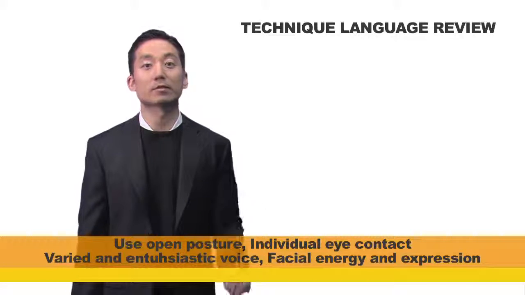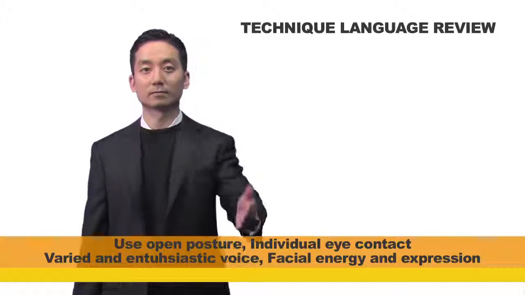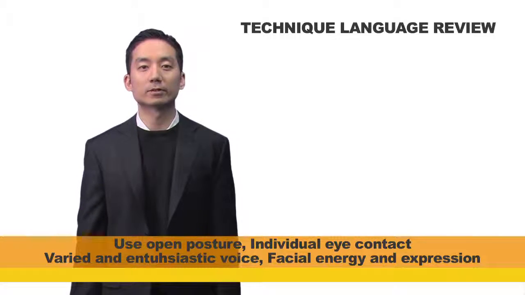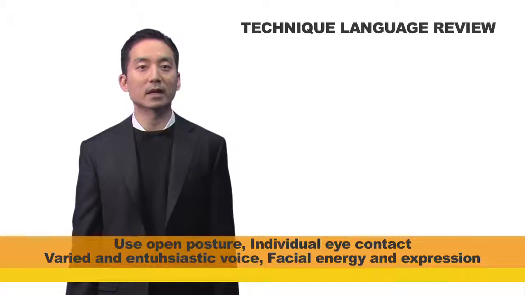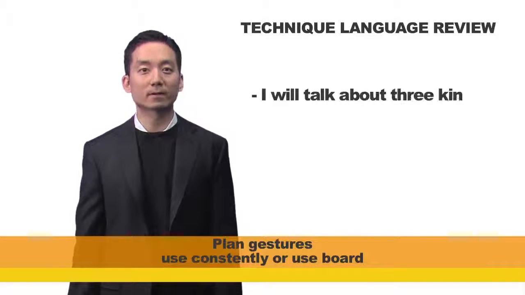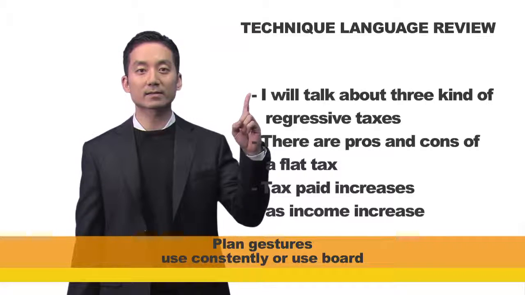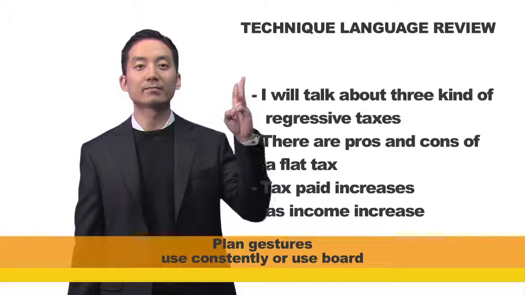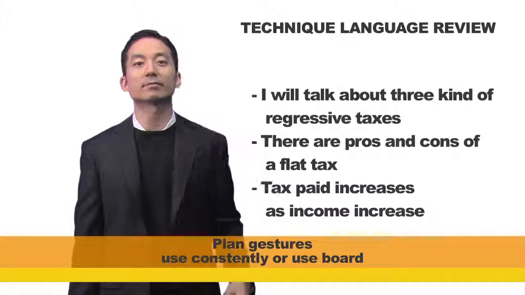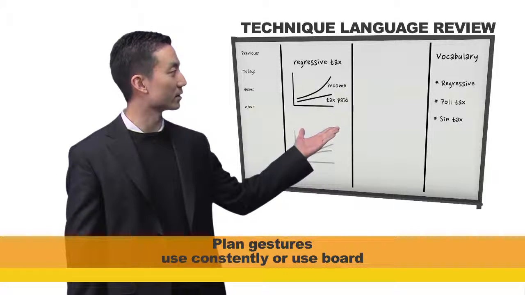Today we've discussed 3 kinds of regressive taxes. So these poor Estonians, 24% tax and not enough money to pay for their government bills. Specifically, I'll talk about 3 kinds of regressive taxes: poll tax, sin tax, and flat tax. There are pros and cons of a flat tax. Tax paid increases as income increases.